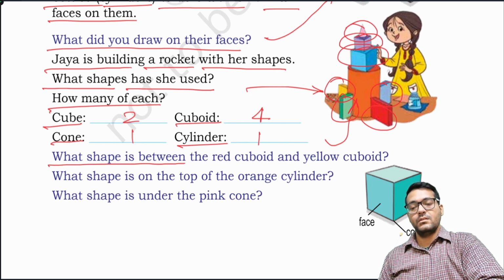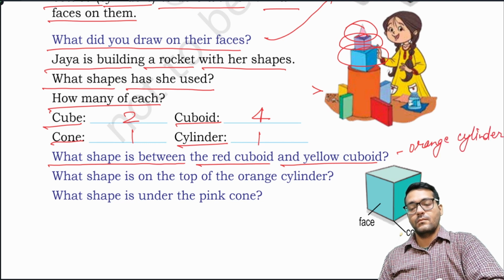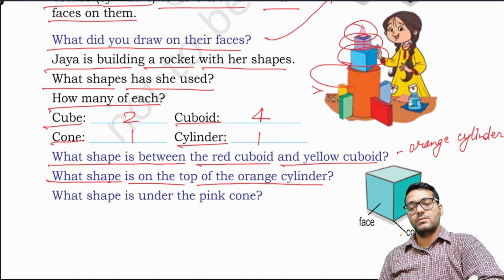What shape is between the red cuboid and yellow cuboid? Okay, you can see between the red and yellow cuboid there is an orange cylinder. What shape is on the top of the orange cylinder? On the top of the orange cylinder you can see a blue cube, like this.